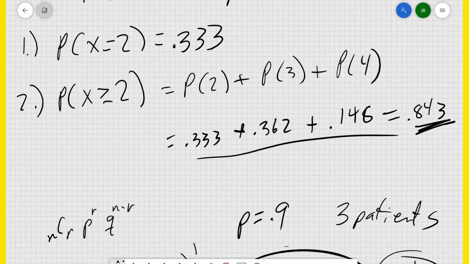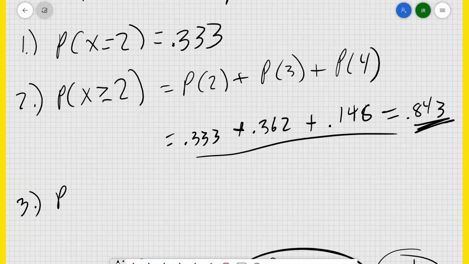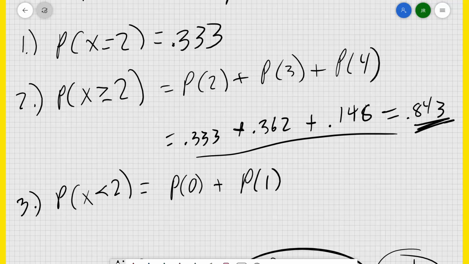All right, and the third one says, what is the probability that fewer than 2 of those women said that there is a link? So the probability that X is less than 2 this time. So that's going to be the probability that none of them do, plus the probability that one of them does. So X being less than 2, the possibilities are 0 and 1.